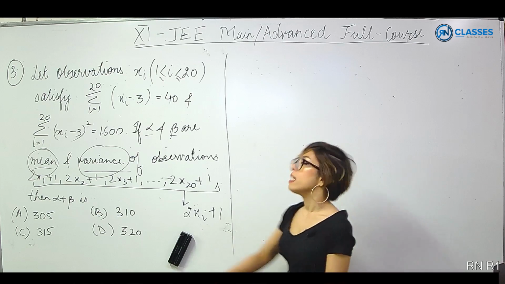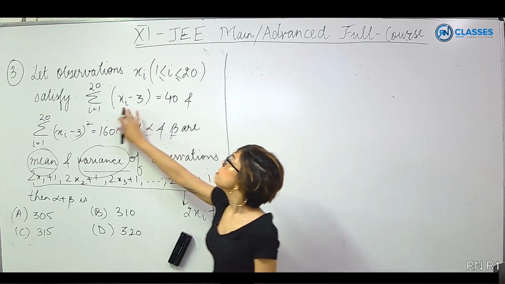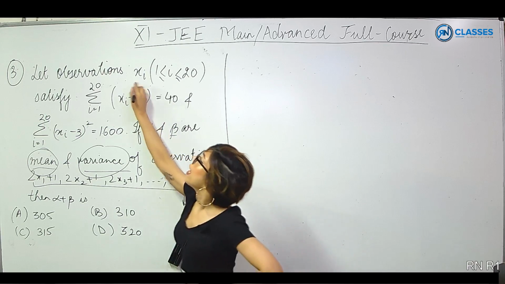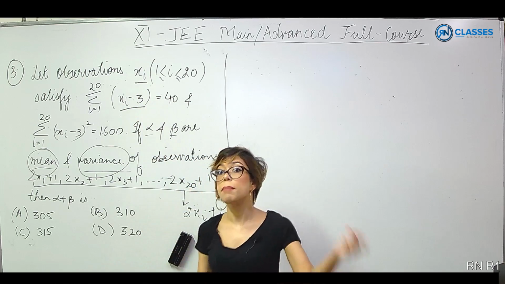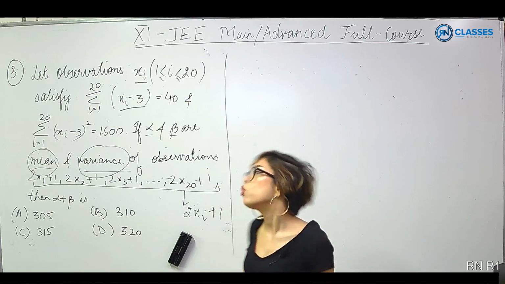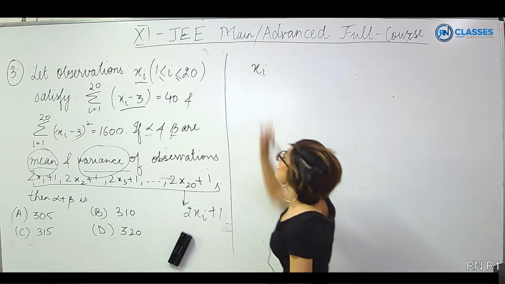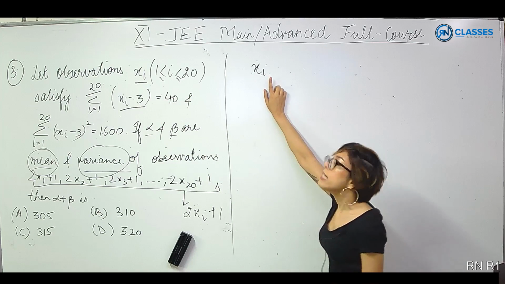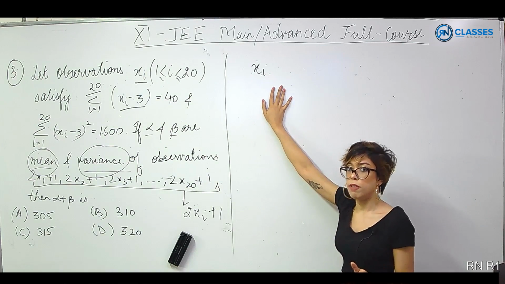Okay, so let's move back to this one. Now he says summation xi minus 3. Now the thing is, our observation is not xi. Our observation is xi minus 3. But somehow I need to talk about xi. Mind it, if I want to talk about xi minus 3, I am subtracting 3 from each observation.